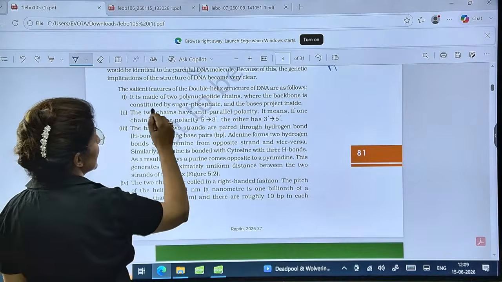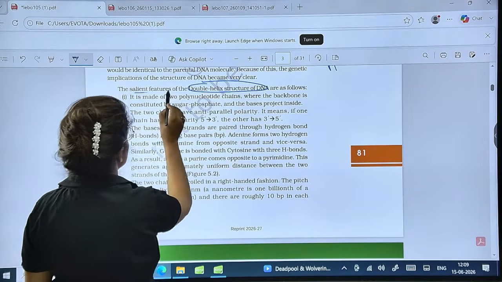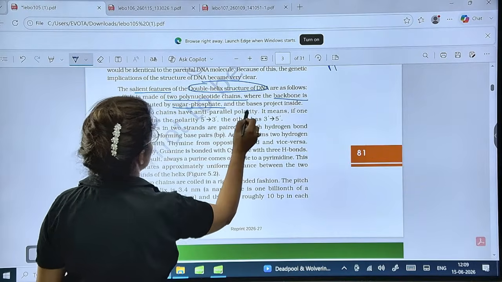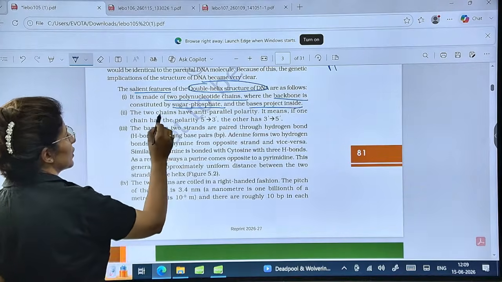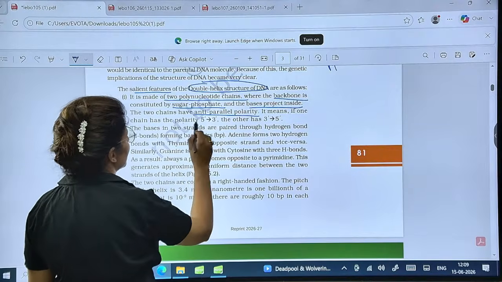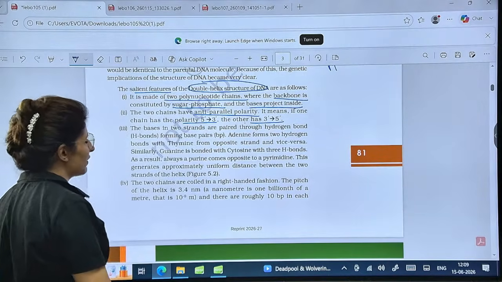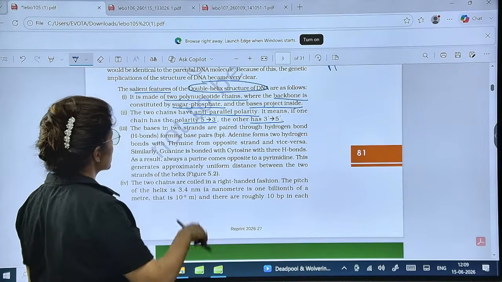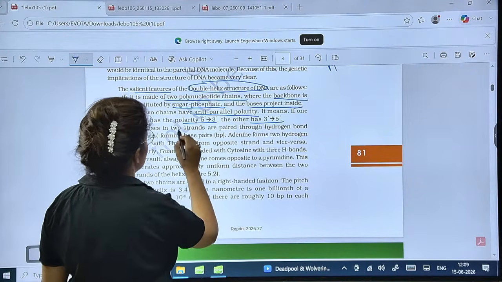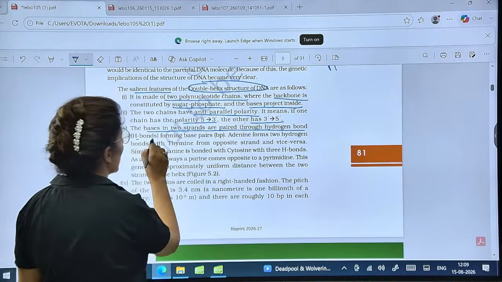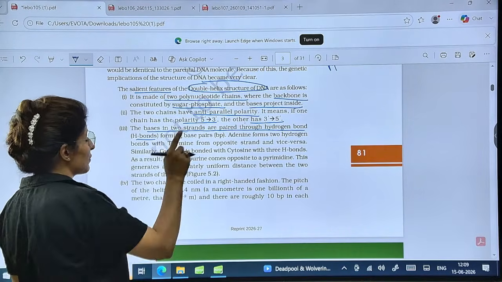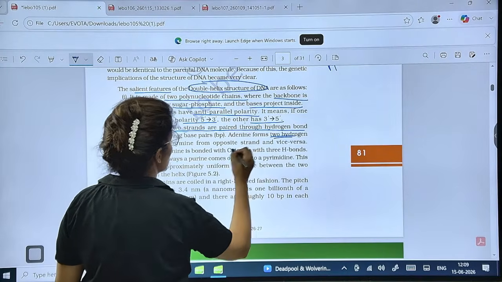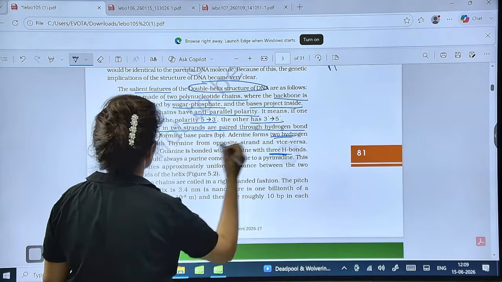What are the salient features of the double helical structure? There are 2 polynucleotide chains. The backbone is formed by sugar phosphate, bases project inside. The 2 chains are anti-parallel, one in 5 to 3 direction, the other in 3 to 5 direction. And similarly, there is different polarity of phosphodiester bonds also. Now, the bases in the 2 strands are connected through hydrogen bonds. Hydrogen bonds are formed between the 2 nitrogenous bases. A and T form 2 hydrogen bonds, and G and C form 3 hydrogen bonds, right?